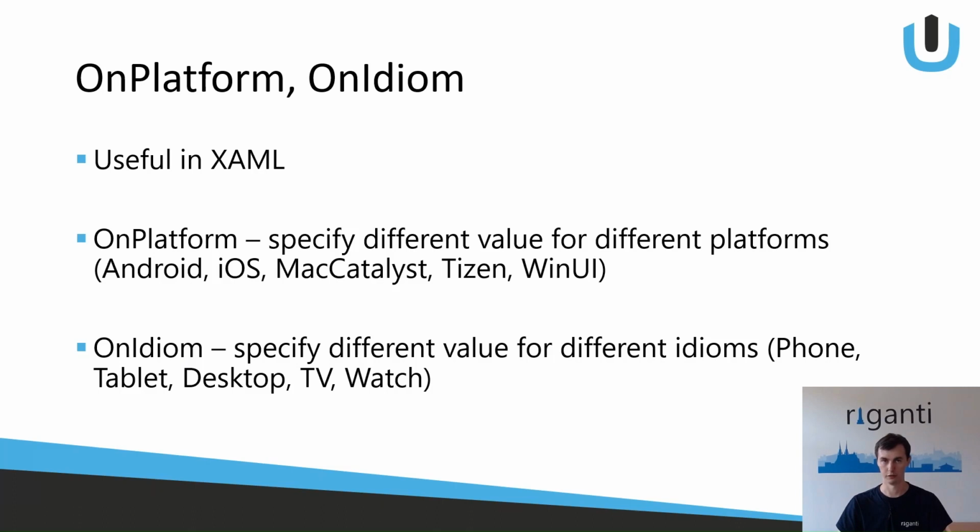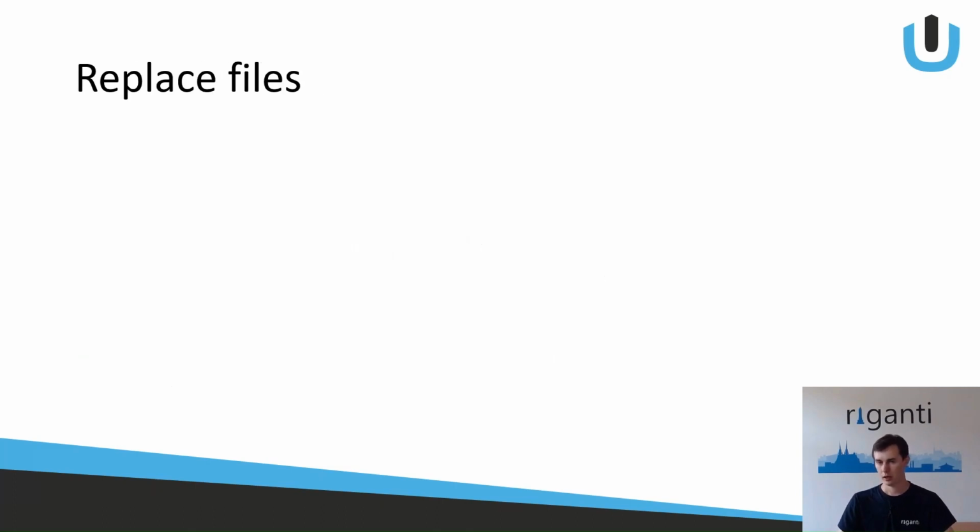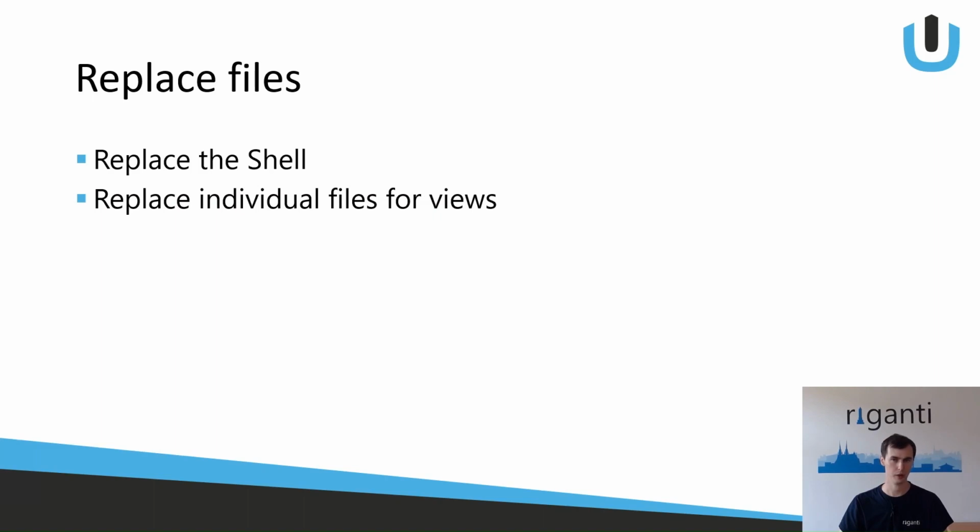Let's take a look a bit further. If we have very different pages, if we have a very different layout and the buttons and labels are placed in different places on the pages, depending on if we are creating a desktop page or a mobile page, then we can replace the files themselves. One thing that we can do is replace the whole shell. So we'll take a look at that. And we can also replace individual files for individual views.